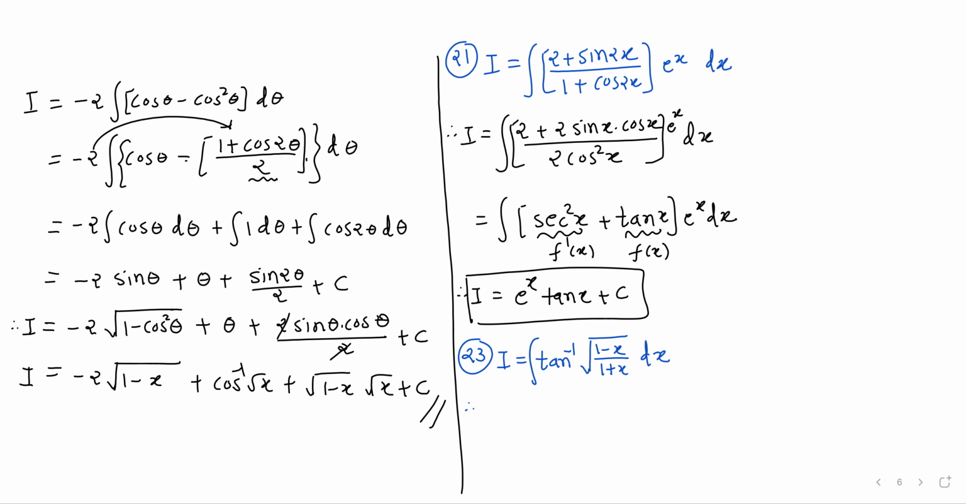I is equal to... Now we are doing 23 directly, because again it is 1 minus x upon 1 plus x. Again consider x is equal to cos theta, because here it is only x. That's why let x is equal to cos theta. Therefore dx is equal to minus sin theta d theta. Okay.